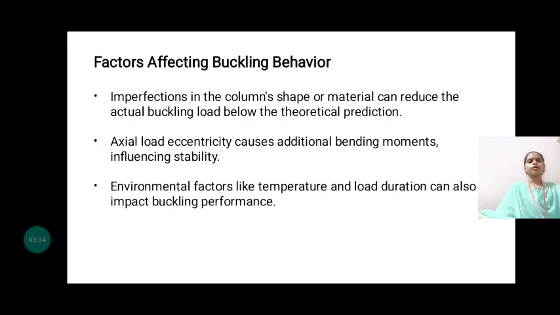Factors affecting buckling behavior. Imperfections in the column shape or material can reduce the actual buckling load below the theoretical prediction. Axial load eccentricity causes additional bending moments, influencing stability. Environmental factors like temperature and load directions can also impact buckling performance.